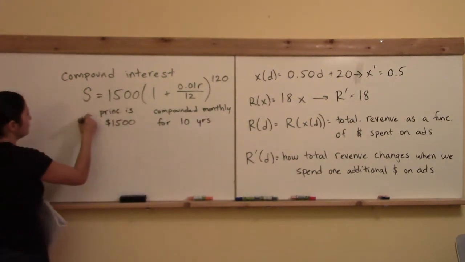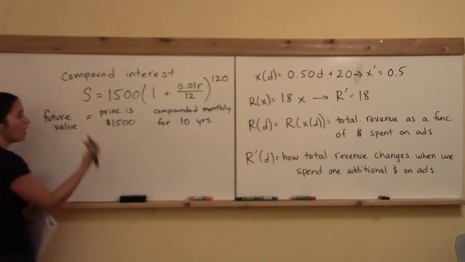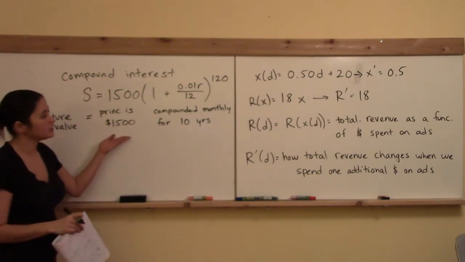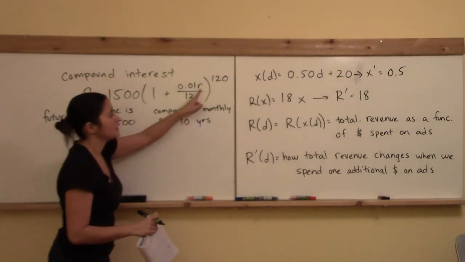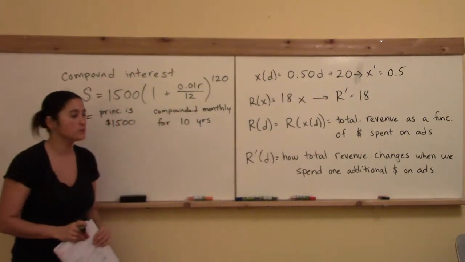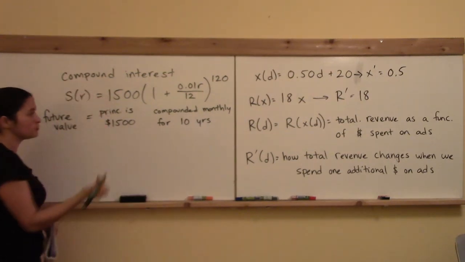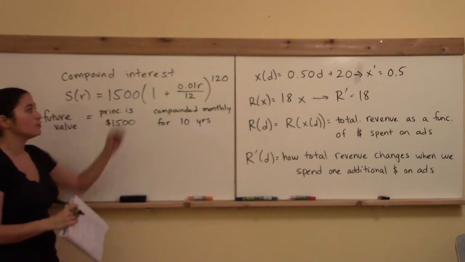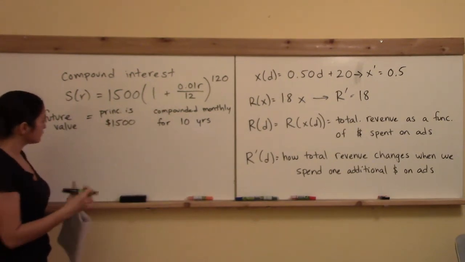Okay? So what this equation is telling us is it's the future value of a principal investment of $1,500 compounded monthly for 10 years at a given rate R, and that's the only variable left. So really I'm seeing this as a function of my future value dependent on what's the rate that I get, okay? Let's study this in a little bit more detail.